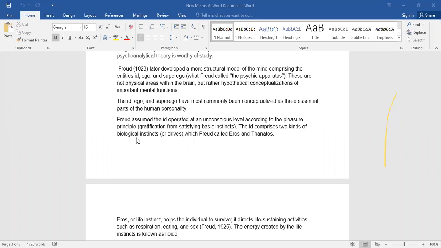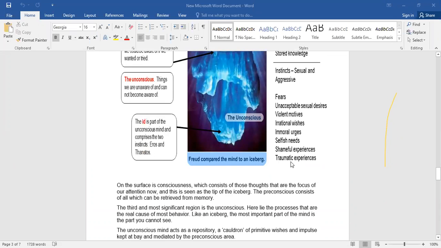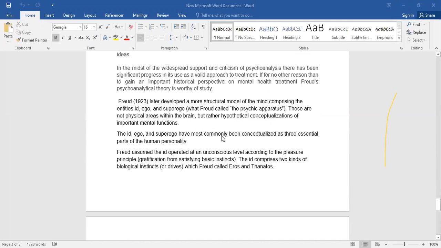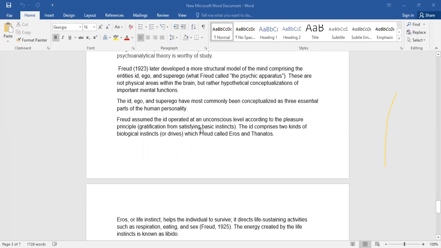Sigmund Freud assumed that the id operated at an unconscious level according to the pleasure principle. In the end of this picture, you will find that the id is the part of the unconscious mind and comprises the two instincts, eros and thanatos. So the id is at the bottom of the unconscious mind, right? But id, ego, and superego, these three play a vital role, especially in shaping your personality.